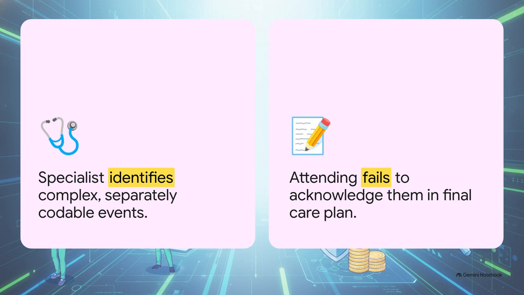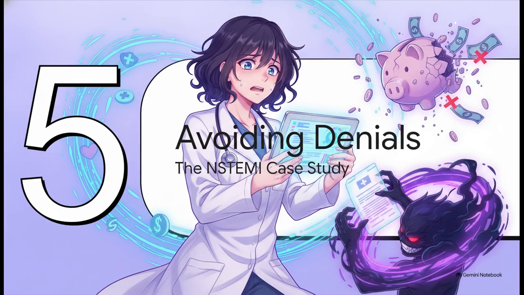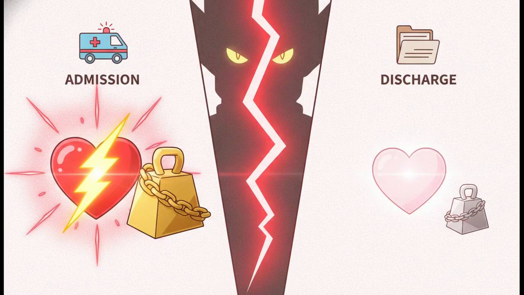at discharge. Now, while technically a specialist's statement is sufficient to code from, these massive unvalidated inconsistencies between what the specialist noted and what the attending summarized, that is exactly the kind of fuel that creates completely indefensible denials. Bringing us to our final section, Part 5, Avoiding Vulnerabilities and Denials, the NSTEMI case study. To really drive this whole concept home, let's look at a real-world case study to see how these exact discharge disconnects literally trigger financially devastating audit denials.